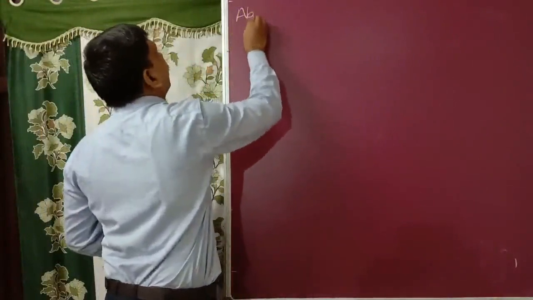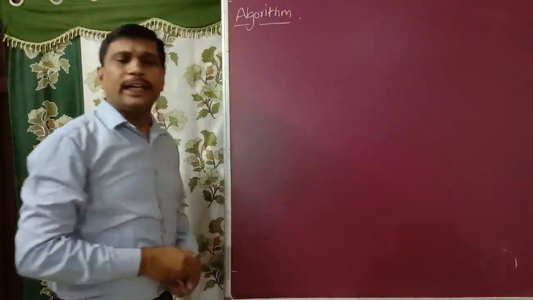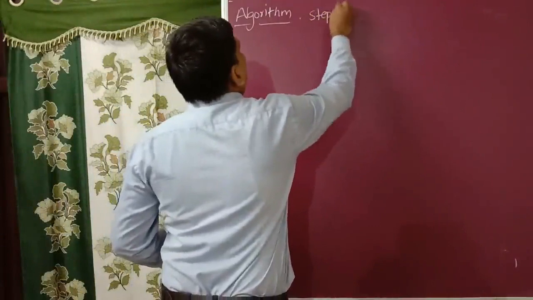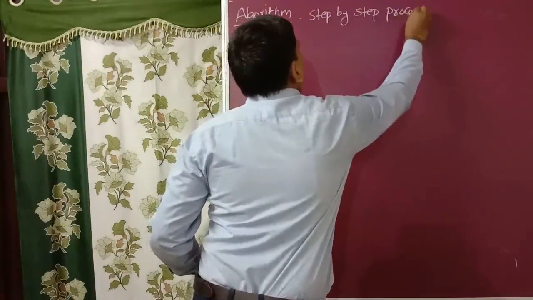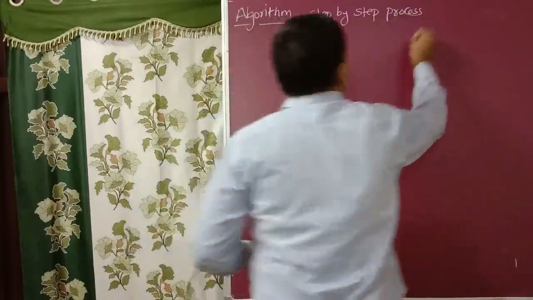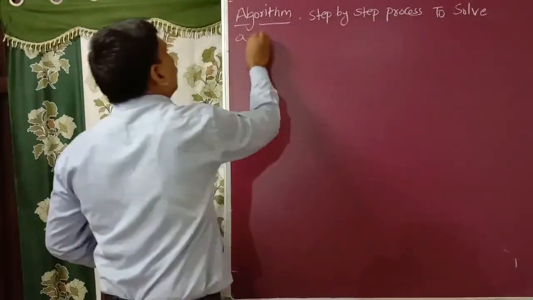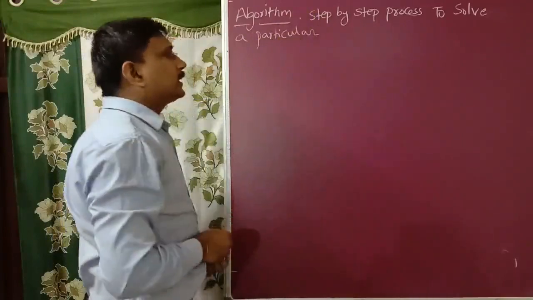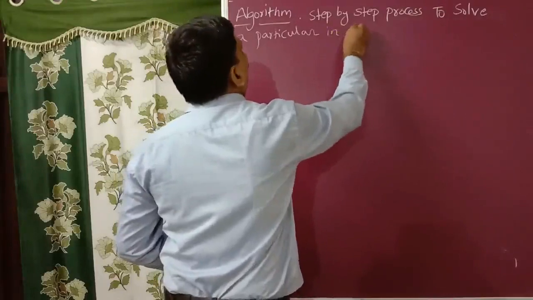So we discuss first what is meant by algorithm. An algorithm is a step-by-step process to solve a particular problem in a domain.